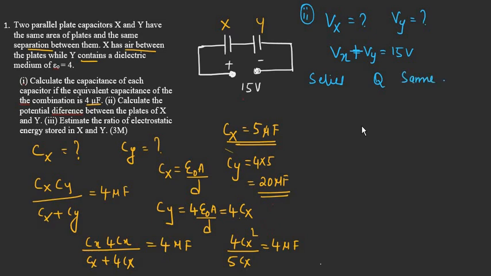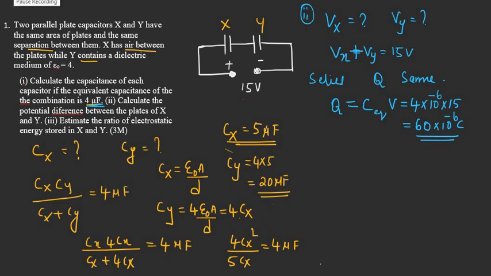Since charge is same, what will be the total charge flowing through the combination? This is equal to C equivalent into the total potential difference. And in the first part of the question, they have mentioned the C equivalent value. How much is that? 4 microfarad. So 4 into 10 to the power minus 6 into the voltage supplied. How much is the voltage supplied? 15 volt. So if you solve this, you will be getting 60 into 10 to the power minus 6 coulomb. This is the total charge flowing through the combination.